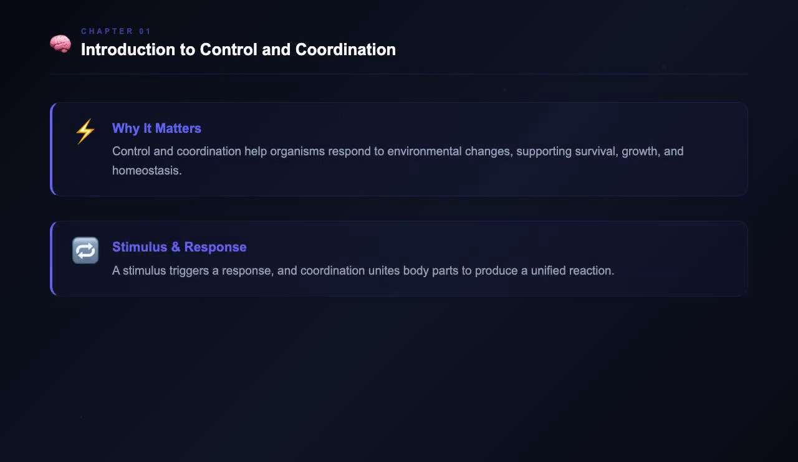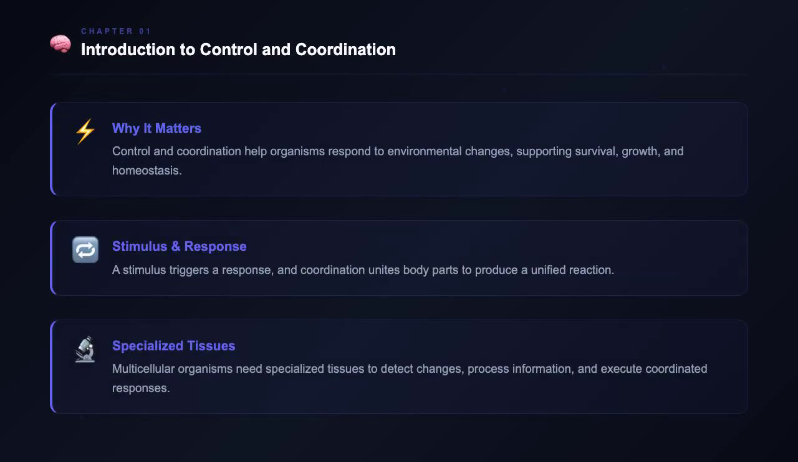Control and coordination are essential life processes. They help living organisms respond to environmental changes. These responses aid survival, growth, and balance within the body, known as homeostasis. A stimulus triggers a response, and coordination unites body parts for a unified reaction.